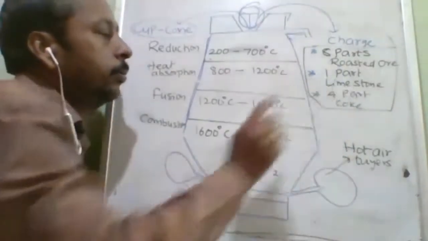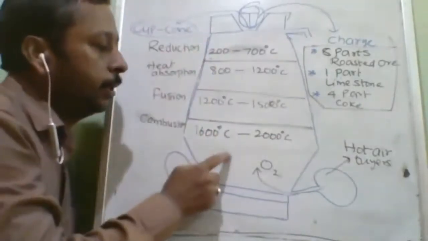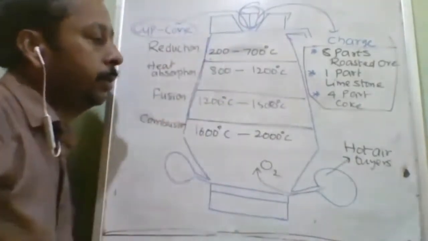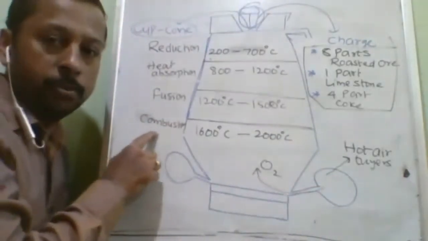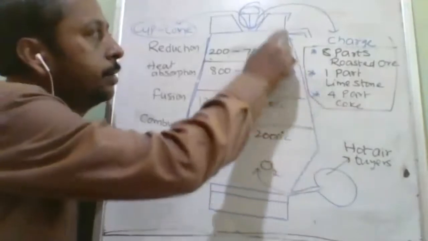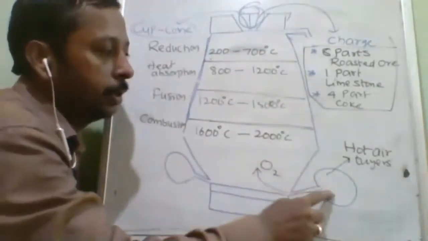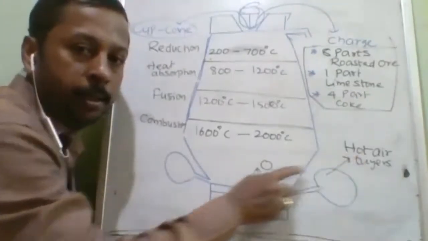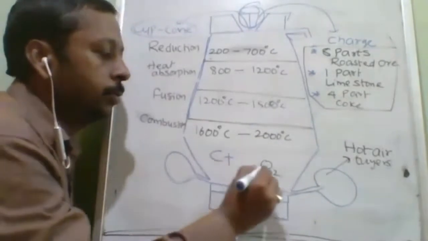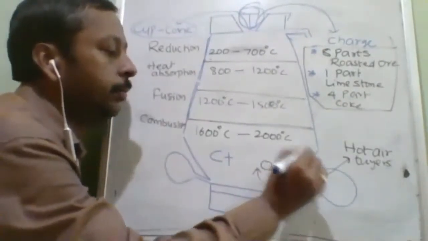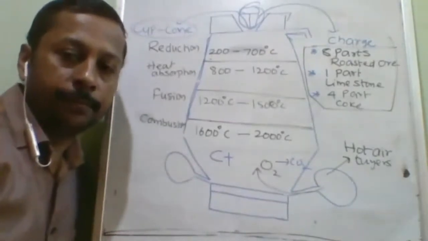Okay. CO2. Now see why there is a lot of variation in temperature. Why hot here? Why cold here? Because we are giving the oxygen. This is a combustion zone where the coke from the charge and oxygen from the hot air tuyere will react with each other. C from the charge and O2 from the hot air will give you CO2. This is an excellent combustion reaction.